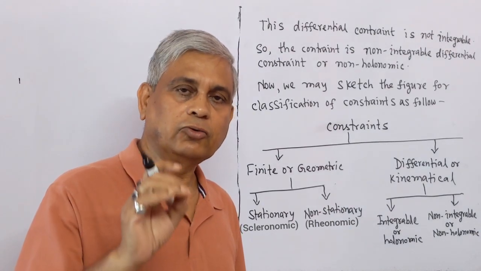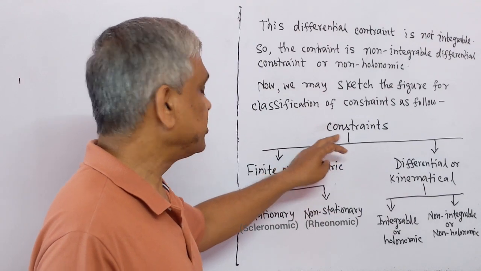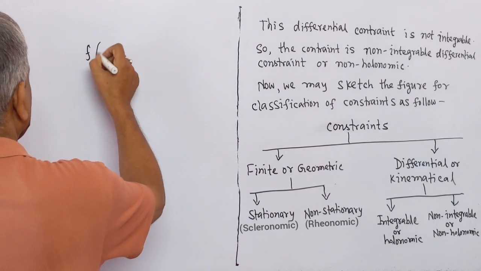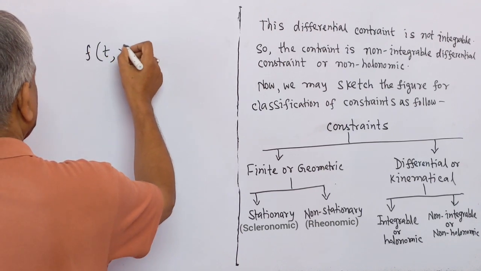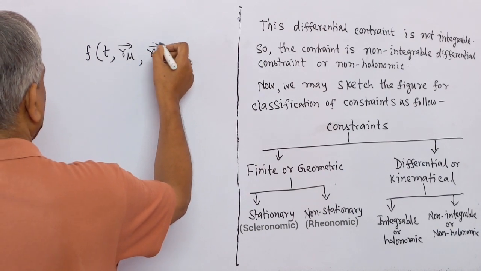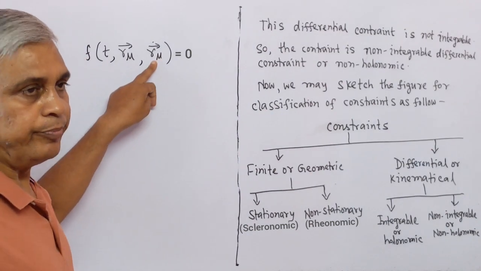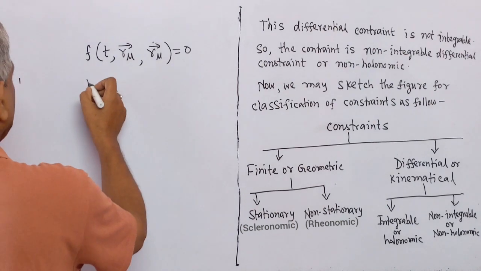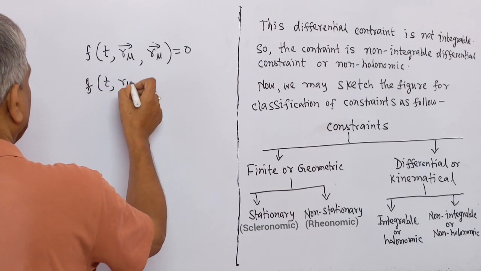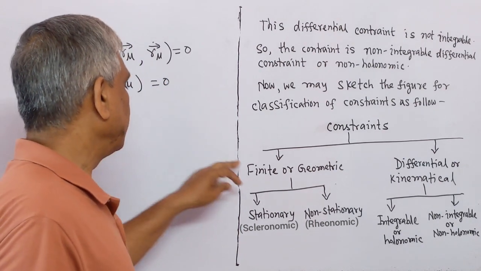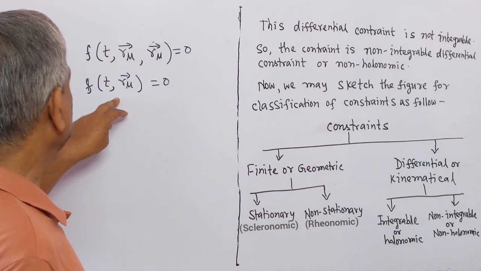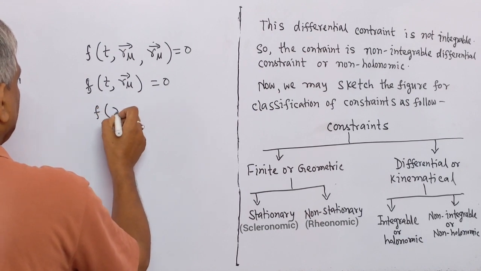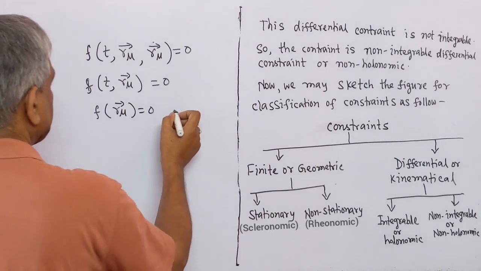Now, in a nutshell, we will discuss the different kinds of constraints with the help of the constraint equation. The generalized constraint equation is a function of t, position vector r mu and velocity vector r mu dot. If the velocity vector r mu dot is not involved in the constraint equation, then the constraint equation becomes f(t, r mu) equal to 0, and this is a finite or geometric constraint. Again, if this finite or geometric constraint does not involve t explicitly, that is f(r mu) equal to 0, then it is stationary.